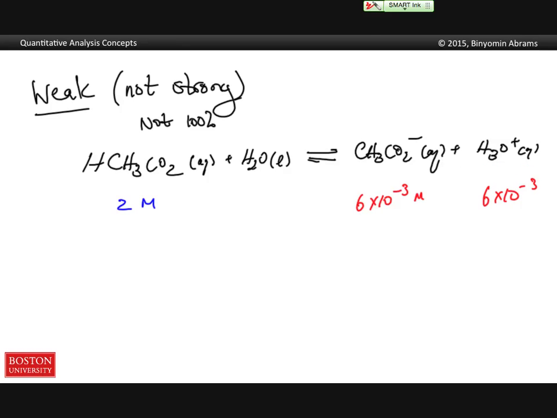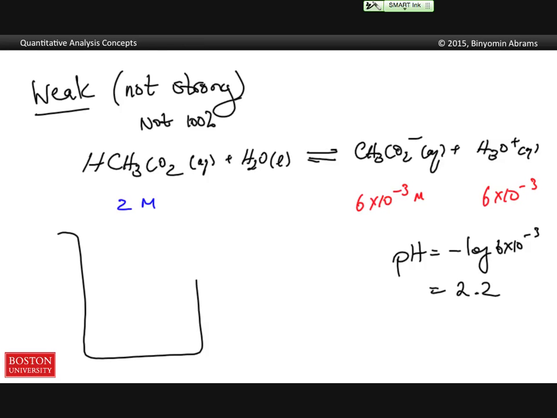What is the pH of this solution? So if we look at this solution, negative log of 6 times 10 to the minus 3, we get a pH of 2.2. And now what would be present in my 1 liter of this solution? Well, again, 1 liter times 2 moles per liter of the acetic acid, I still would have 2 moles of acetic acid.